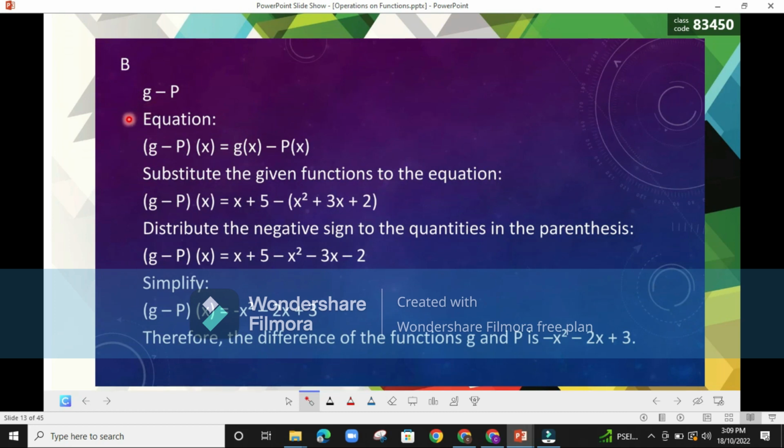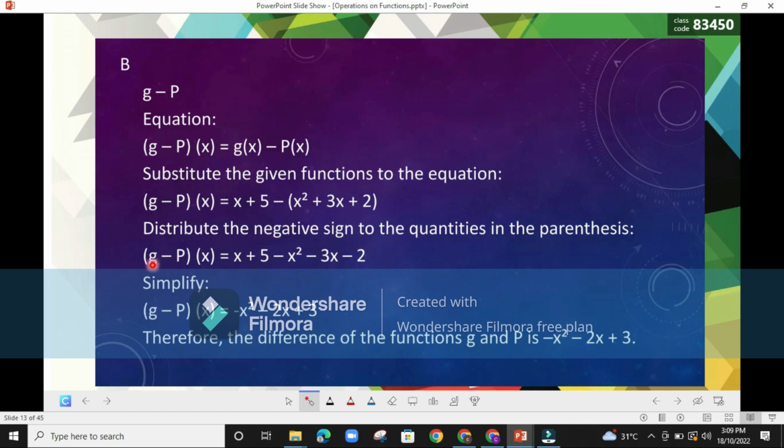We have g minus p. We have g minus p of x is equal to g of x minus p of x. Substitute the given functions to the equation. Our g of x is x plus 5 and our p of x is x squared plus 3x plus 2. So you have here the minus sign. Now distribute the negative sign to the quantities in the parentheses.